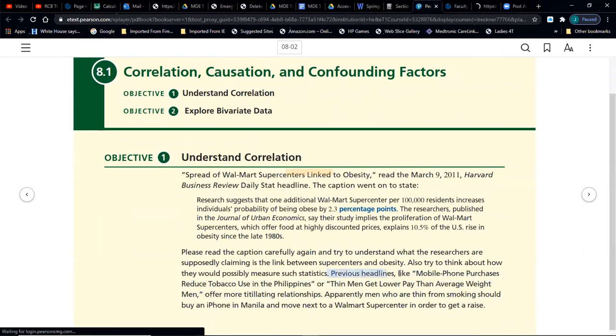So previous headlines of this Harvard Business Review daily stat were mobile phone purchases reduce tobacco use in the Philippines. What?